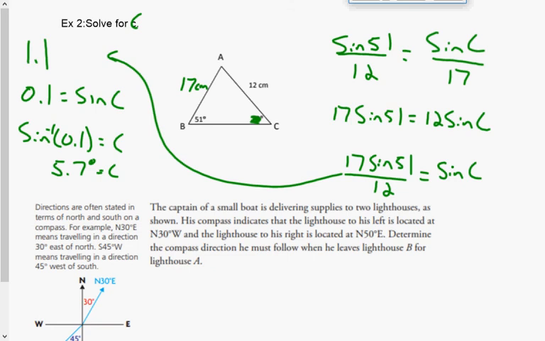It's very, very little angle. That's okay. We all know why. It's because I made the number too big. I made 17 too big.